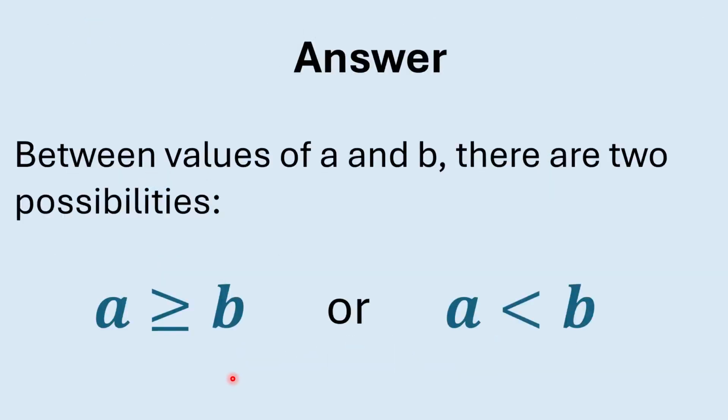Okay, let's have a look at the answer together. In this case, we have to define two different scenarios. Between the values a and b, there are two possibilities. The first one, a is equal to or greater than b, and the second one, a is less than b. And we have to deal with these two scenarios separately.